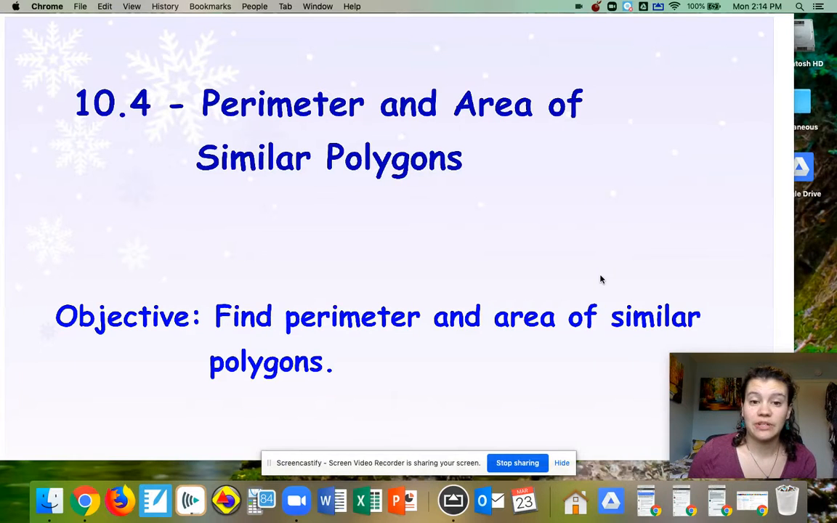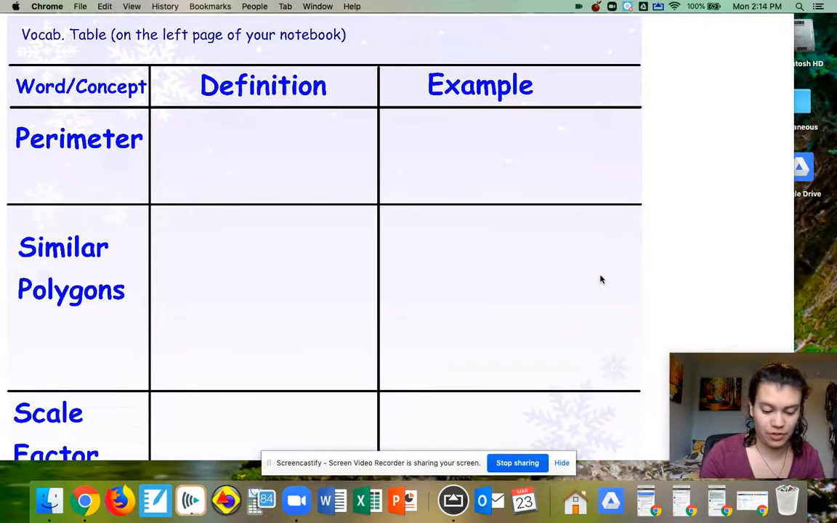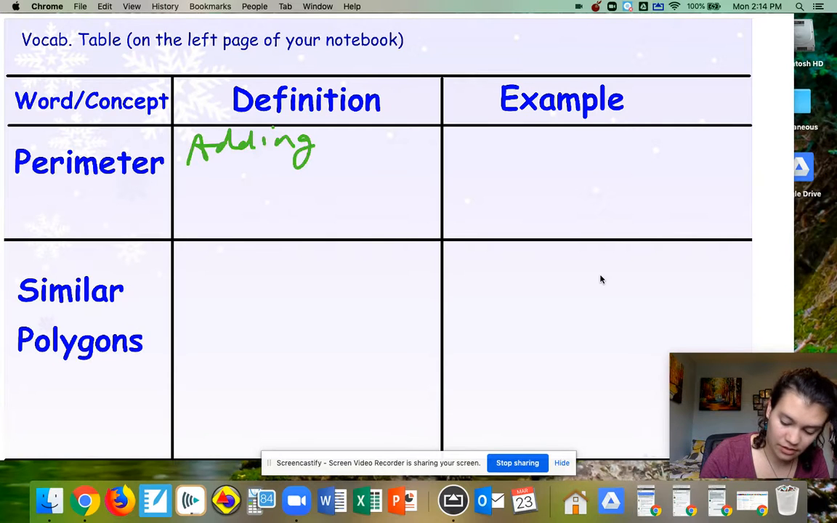All right, today we are doing 10.4, perimeter and area of similar polygons. So perimeter, if you don't remember, is the adding up of all the outside edges or walking around the outside of a shape. So adding all sides of a shape.